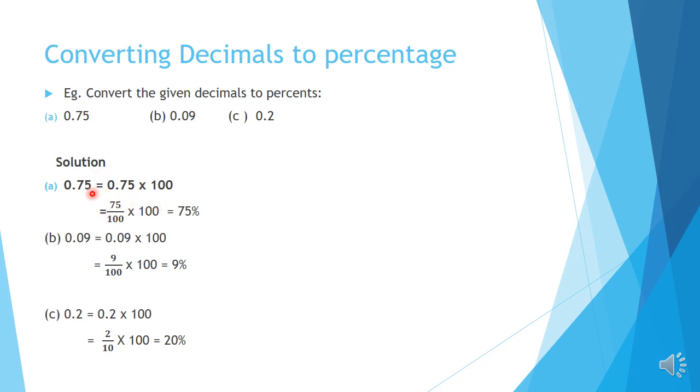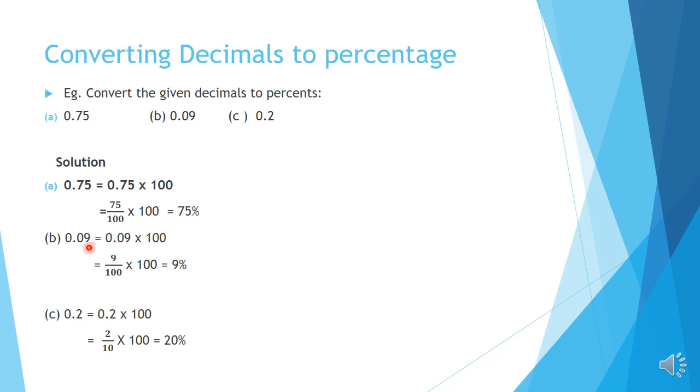So 0.75 is the first question. 0.75 into, we have to multiply by 100. So 0.75 we can write as a fraction as 75 by 100. Here 2 decimal places are there. So we are writing 100, which has 2 zeros, into 100, and 100 gets cancelled, and our answer is 75%.